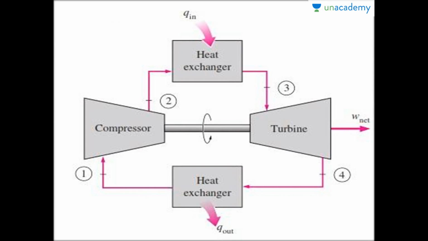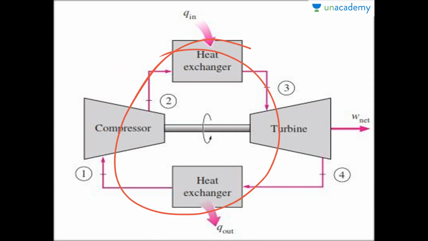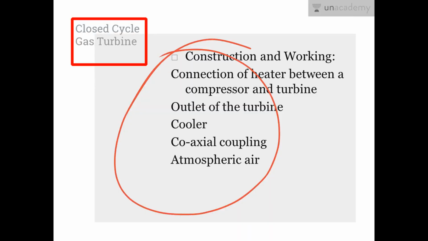You can see the coupler over here. So this is how it goes: 1, 2, 3 and 4, and this is how this cycle is actually closed. There is no inlet or outlet over here, whereas compared to the open cycle gas turbine there was an outlet there. So that's the reason it was called open cycle, and this is called closed cycle gas turbine.